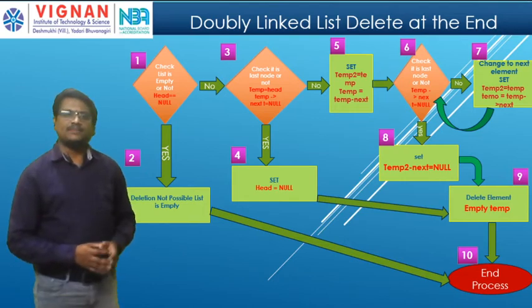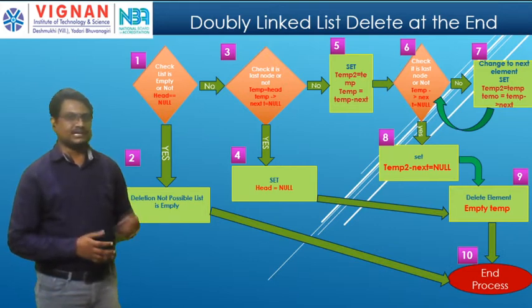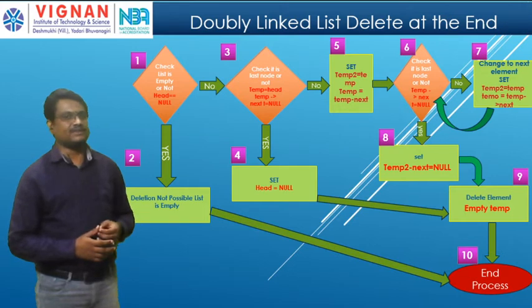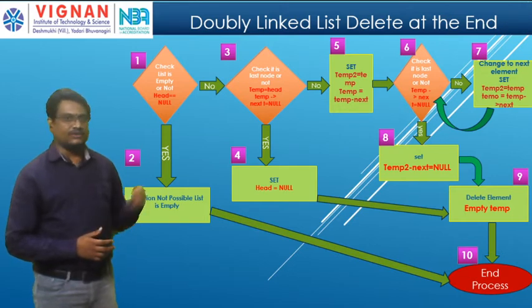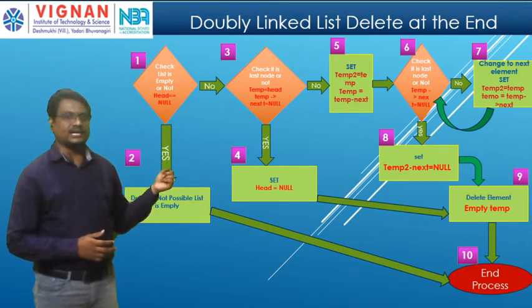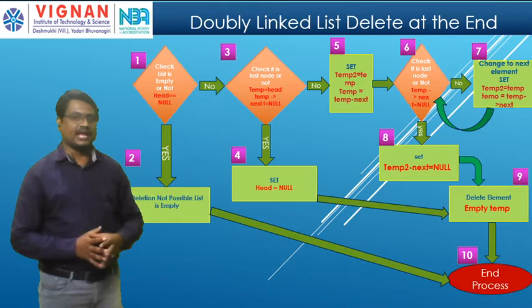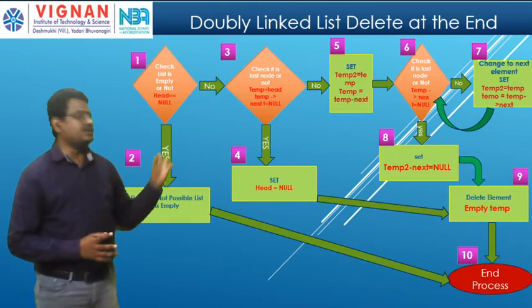Welcome back. In my previous video, I explained how we delete an element from the double linked list at the starting. Now I am going to explain how we delete an element at the end of a double linked list. Now, if you see, this is the process or flowchart for deleting an element at the end of a double linked list. So it contains completely 9 processes or 9 rules.